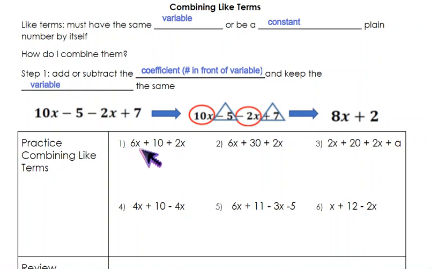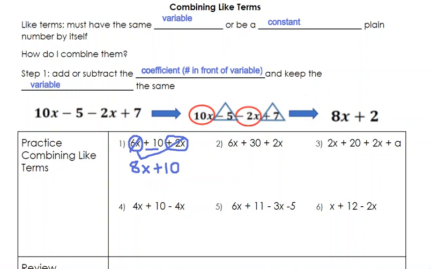All right, so let's do one together. Let's see here. I have 6x plus 10 plus 2x. What do I have in common? Well, I see I have a 6x and I have a plus 2x. They both have an x, so I can combine these two. 6x plus 2x gives me 8x. And now I combine those. So what's left over? Well, I have a 10. 10 does not have an x, so I can't combine it with this. So I just bring it down. It'll be plus 10.